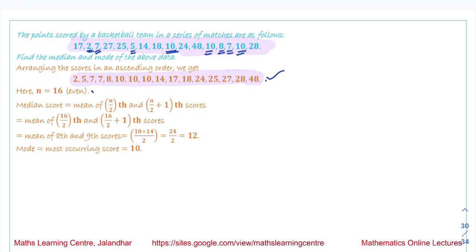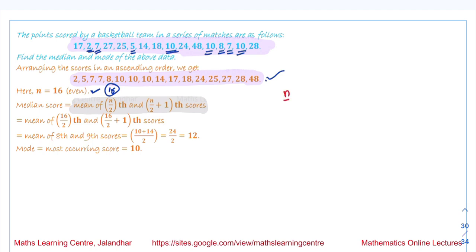So the number of terms we have over here is 16, which is an even number. So the value of the median is the mean of the n by 2th and the n by 2 plus 1th score.